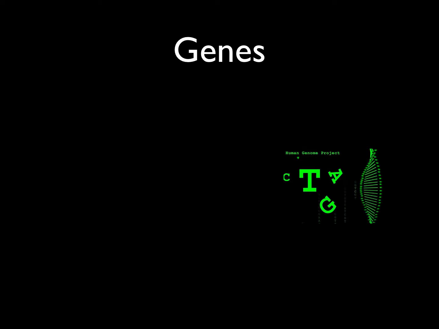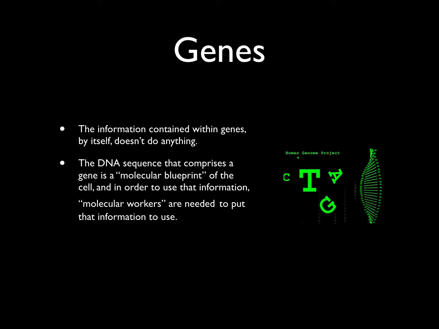So we know that genes contain the information that determine our many unique traits, but that information by itself doesn't actually do anything. To better explain this, I like to use the analogy of blueprints for building a house. The blueprints for a house provide specific instructions for building the house, but unless there's someone who can read the blueprints and understand them, and unless we have a group of workers who are ready to hammer nails into some boards, the house will never get built. So the DNA sequence that makes up a gene is just like the blueprints used for building a house. And in order to make sense of this molecular blueprint, molecular workers within the cell are needed to make sense of that information and put that information to use. And these molecular workers are called proteins.